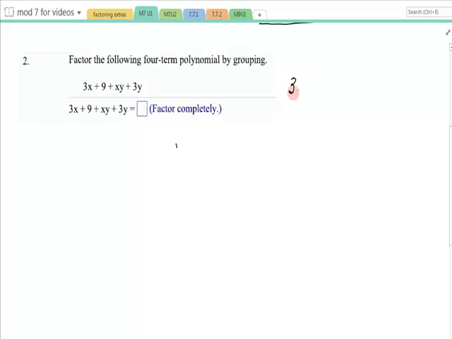All right, I have 3x plus 9 plus xy plus 3y. I look for a common factor across all of them. At first I think maybe 3, but then I look at this term and it doesn't have a 3. Do they all have x's? No, some of them do. Do they all have y's? No, some of them do. There is not a GCF for all of them, but there are 4 terms. 4 terms means try grouping.